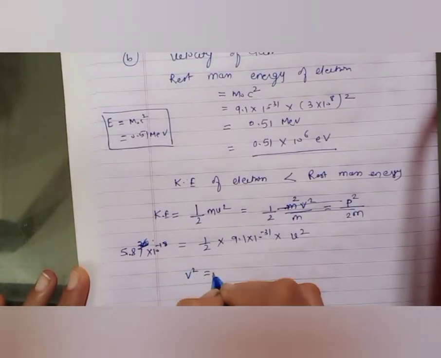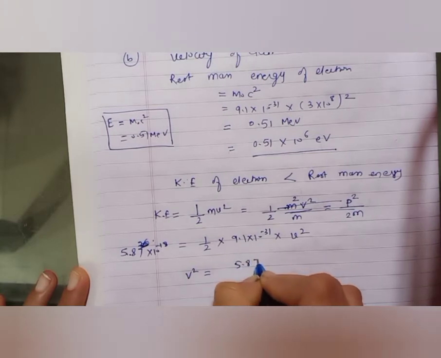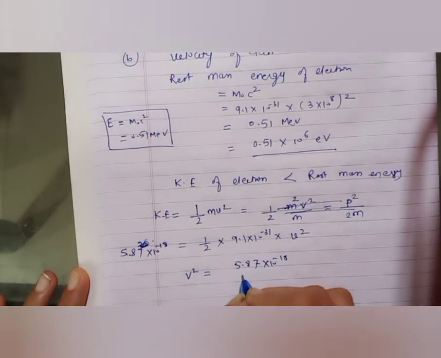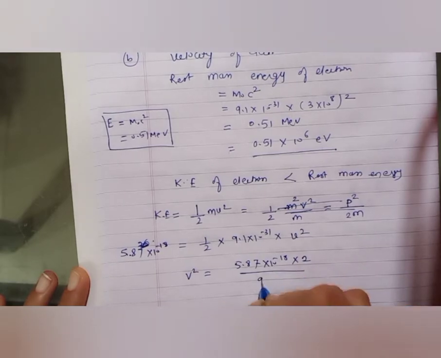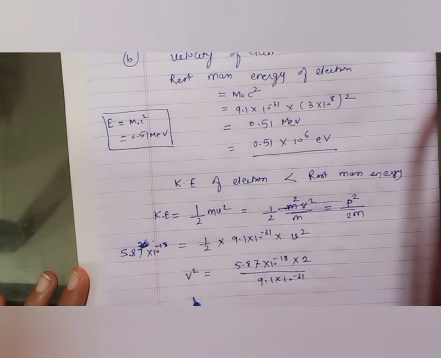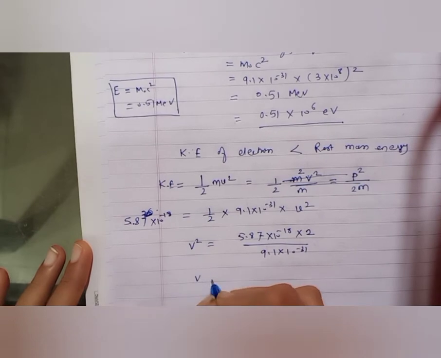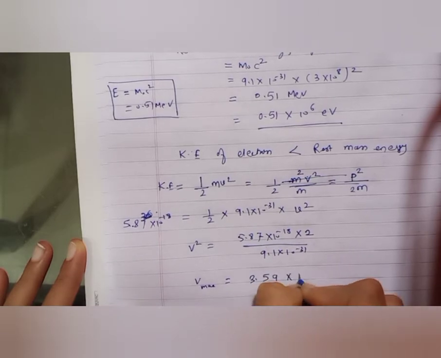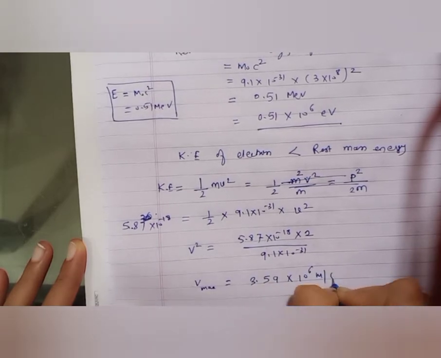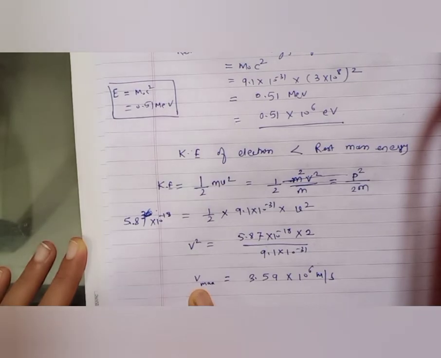So V square will be equal to 5.87 into 10 raised to minus 18 into 2 upon 9.1 into 10 raised to minus 31. If you find out this value and then take the square root of this, you will get the velocity, that is the maximum velocity of electron. It should come out to be 3.59 into 10 raised to 6 meter per second. So just try this out. If you are getting the same answer, fine; if you don't get it, just let me know.